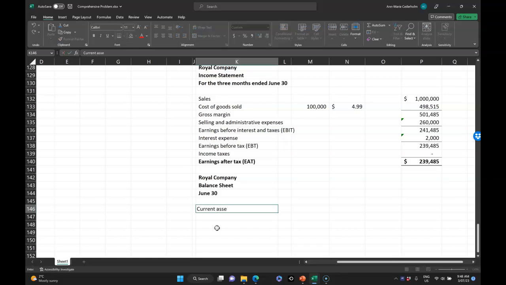So I'll start with my current assets, and I have cash, accounts receivable. If I had any prepaids, they'd go here as well. Then I also have my raw materials inventory account and my finished goods inventory account.